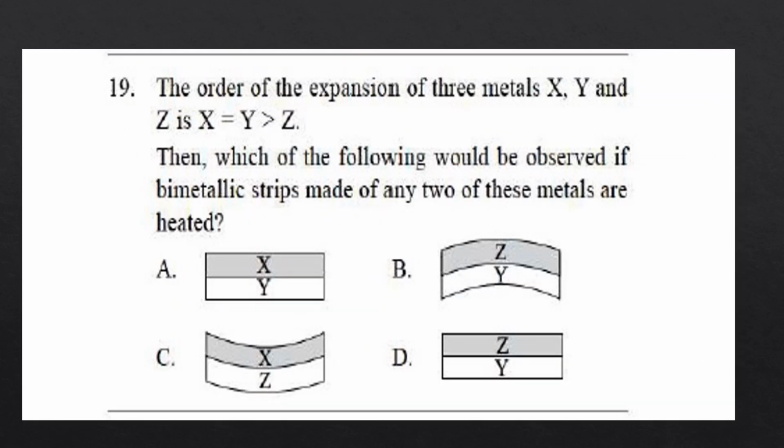Question number 19. The order of the expansion of three metals X, Y and Z is X equals Y is greater than Z. Then which of the following would be observed if bimetallic strips made of any two of these metals are heated? A, B, C and D. And the right answer is option A.